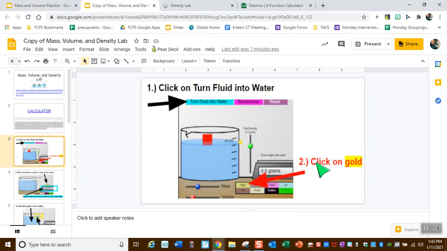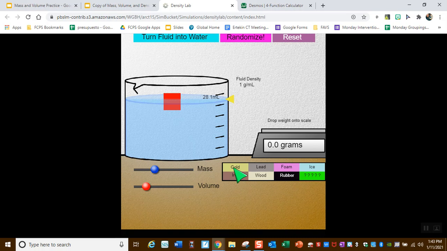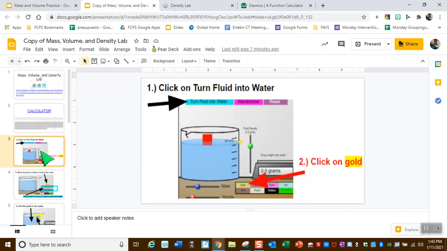Step 2. Click on gold. Now we have a piece of gold. Next step.